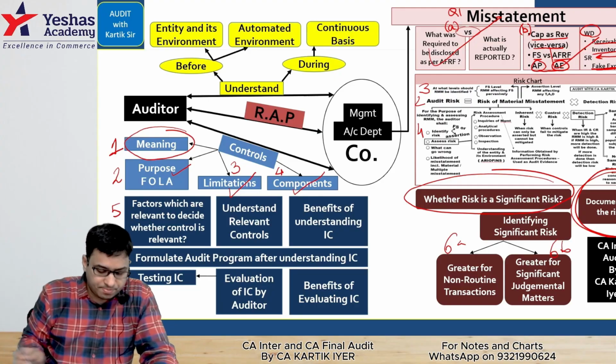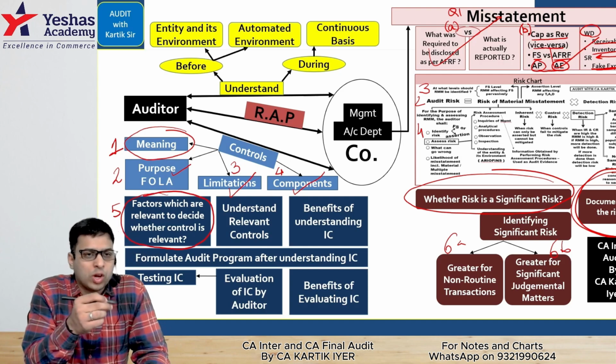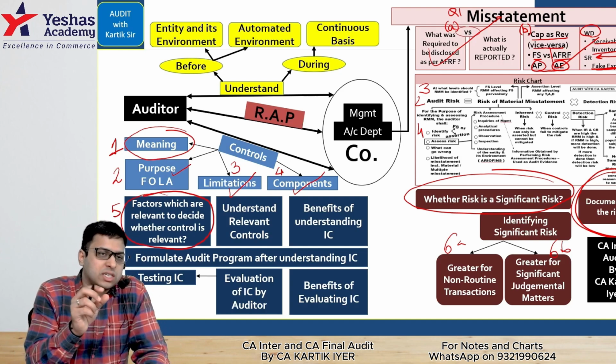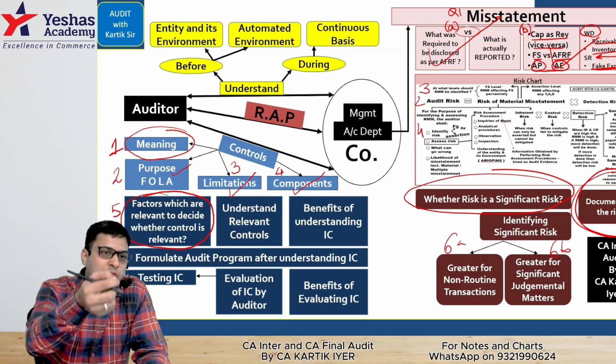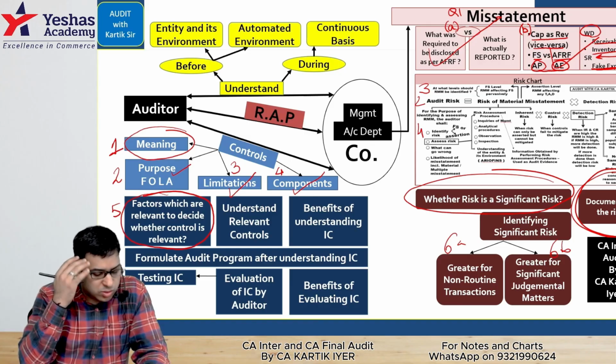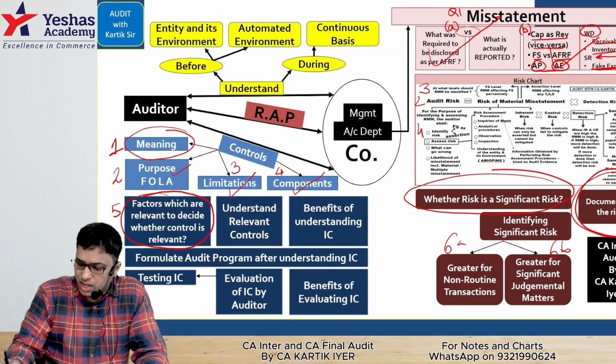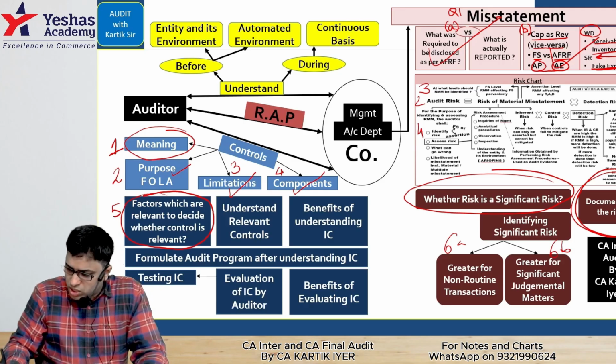Comfortable till here? Okay. Let's go on to the next chart now. Factors which are relevant to decide whether a control is relevant. You cannot check all controls in the organization. So which controls are relevant for which businesses? How will you decide that? Which factors will you keep in mind? So that is question number 5 in the control circuit. So let's do this very simple area again. Let's do this part. This was basically in relation to this area.